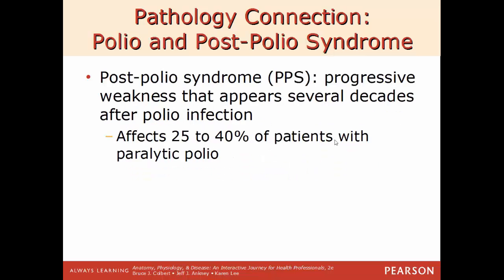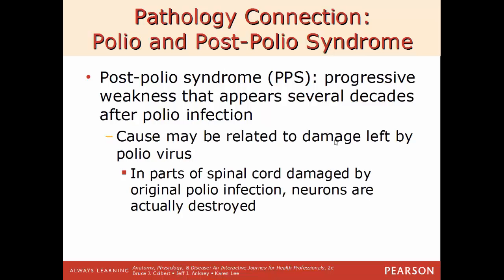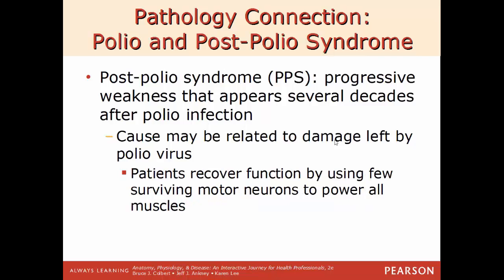Post-polio syndrome, or PPS, is a progressive weakness that appears several decades after the initial polio infection. This will affect 25 to 40% of the patients with paralytic polio. And the cause of this could be related to the damage that's left behind by the polio virus. Now, in parts of the spinal cord damaged by the original infection, neurons are actually destroyed. Patients may recover function by using the few surviving motor neurons to power all of their muscles.